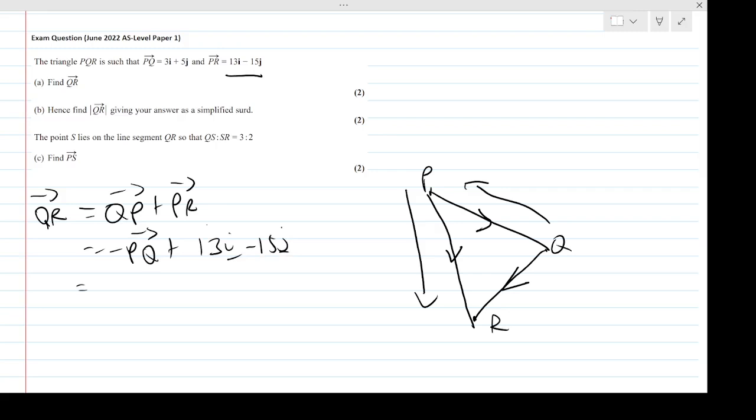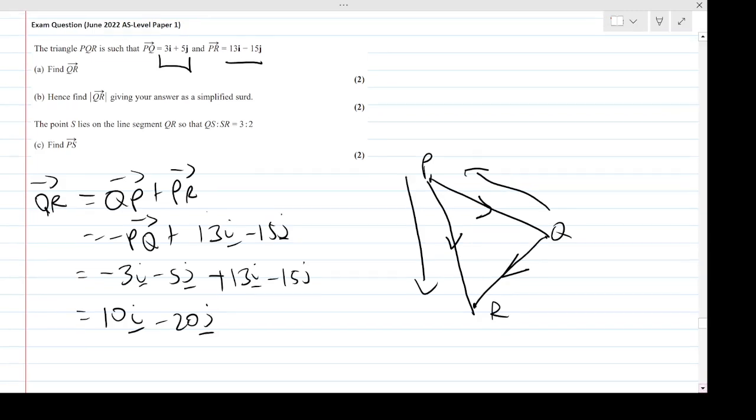So then minus PQ, that's minus 3i minus 5j, plus 13i minus 15j. Then we can just add the i's and j's. So minus 3i add 13i would be plus 10i. And minus 5j minus 15j would be minus 20j. Cool. And there we are. So that's QR.